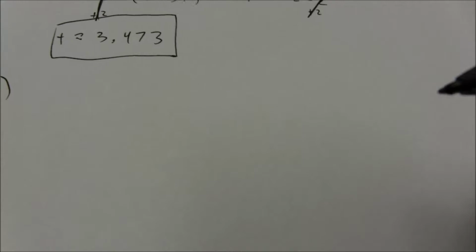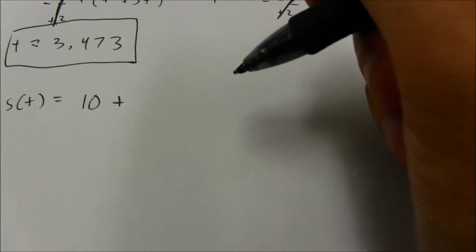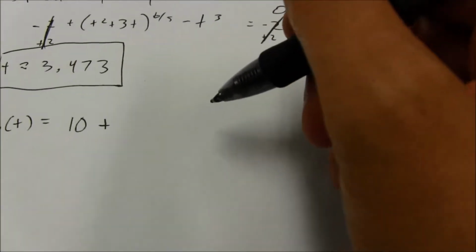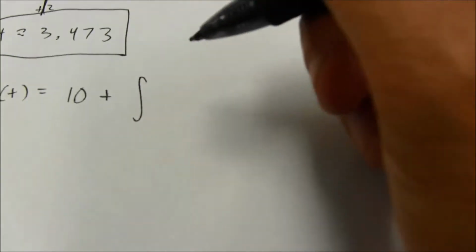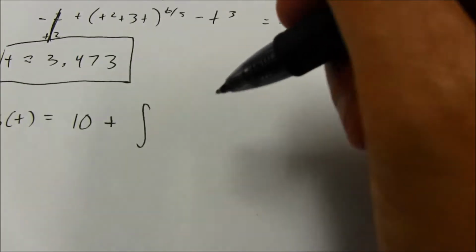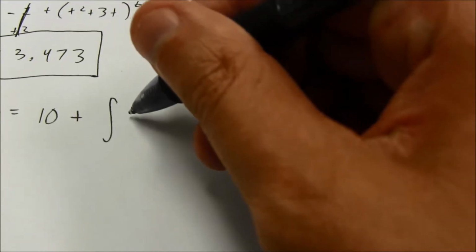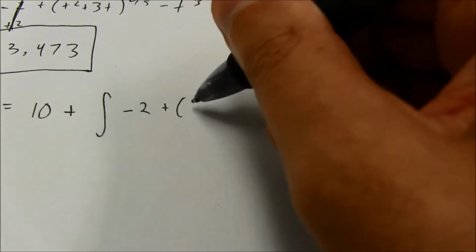They want me to write an expression here for s of t. So I'm going to say that s of t is equal to my initial value of 10 plus the integral of my rate. Sometimes this is referred to as an accumulating function. If I take the integral of the velocity, it will add up all of the change in position that's taken place over the time interval that I'm looking at. So the velocity here, I could just write v of t, or I can write the actual equation.